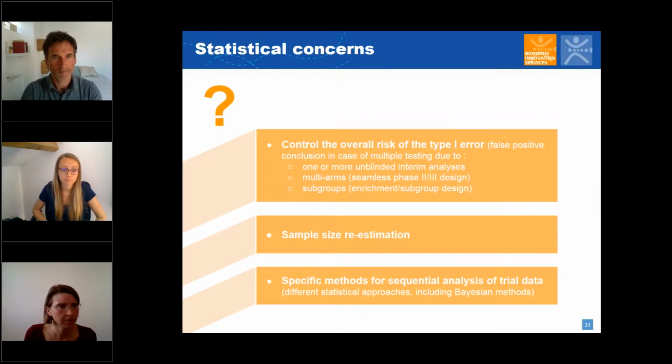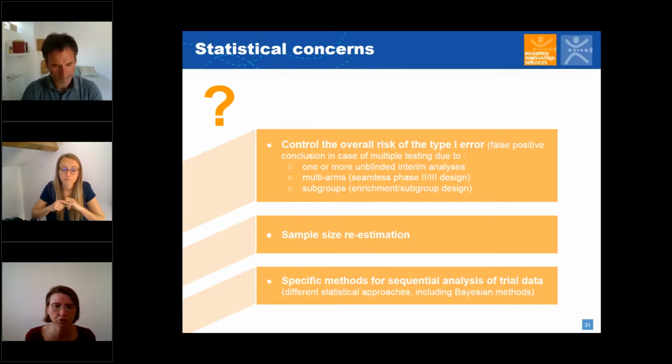So now we will discuss statistical concerns. The use of adaptive methods in clinical trials makes usual statistical practice more complicated. However, appropriate statistical methods exist to support a much greater use of adaptive designs. A major concern is the need to control the overall risk of the type 1 error, that is a false positive conclusion in case of multiple testing.